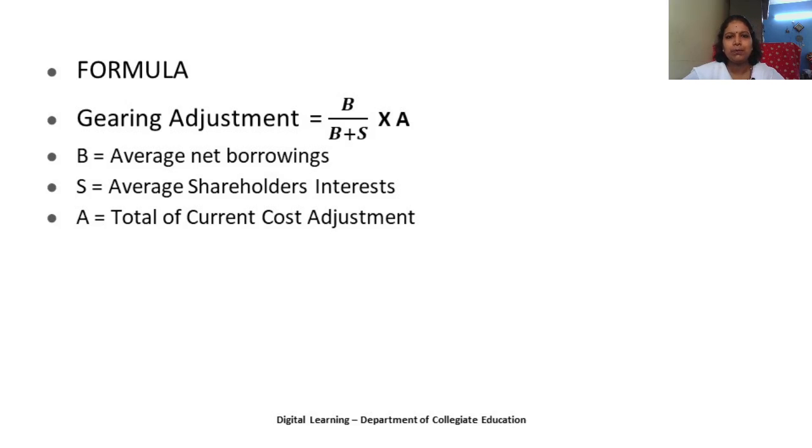So average net borrowings divided by S, which is average shareholders interest. The average shareholders interest will be given in the problem. A is total current cost adjustment. So this is the formula for calculating gearing adjustment.